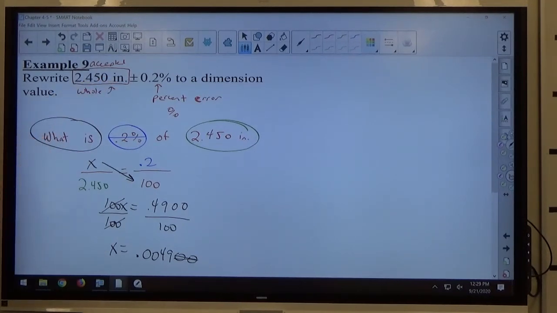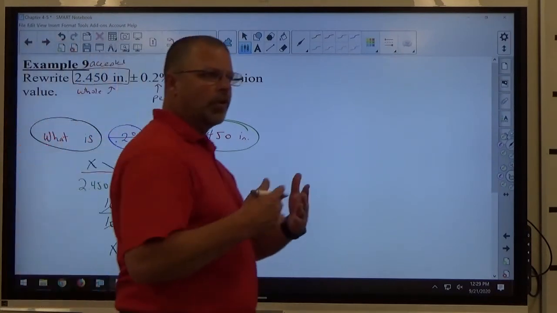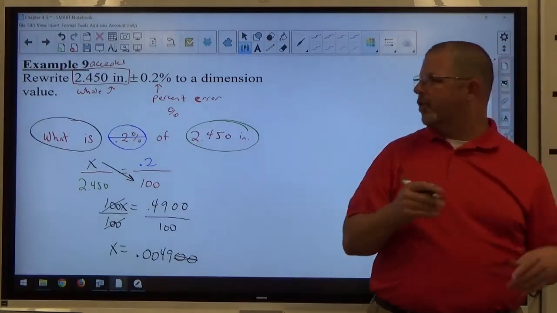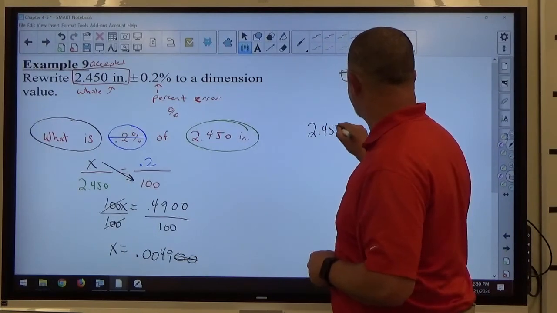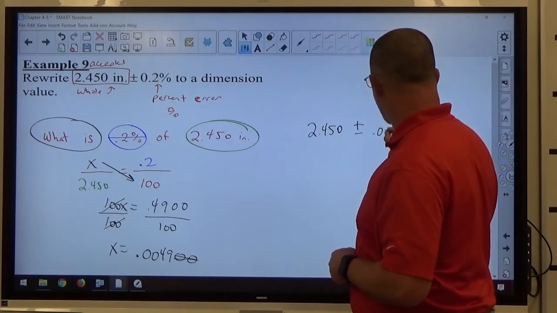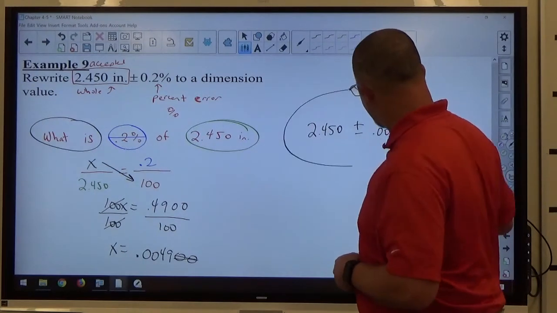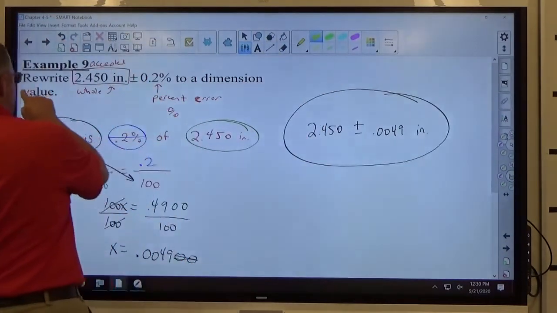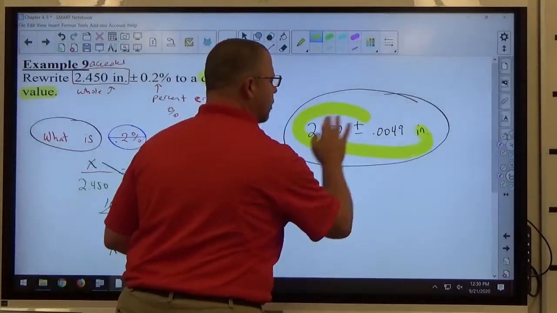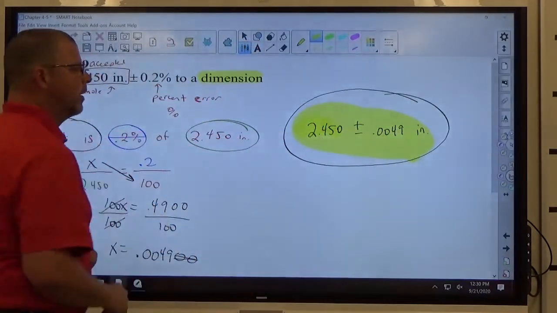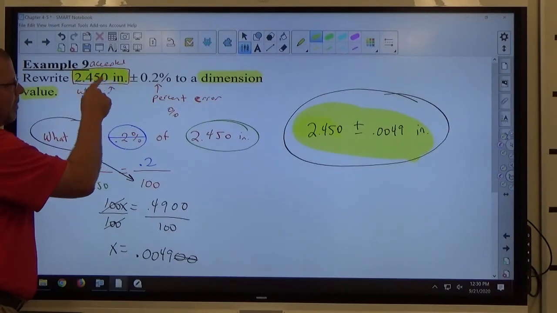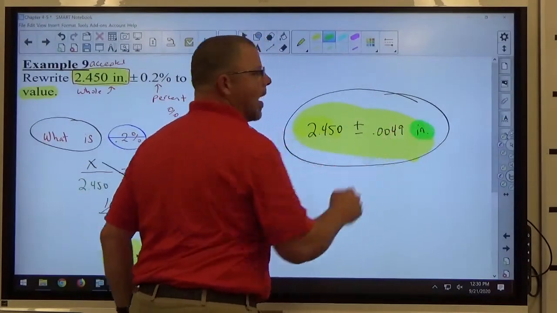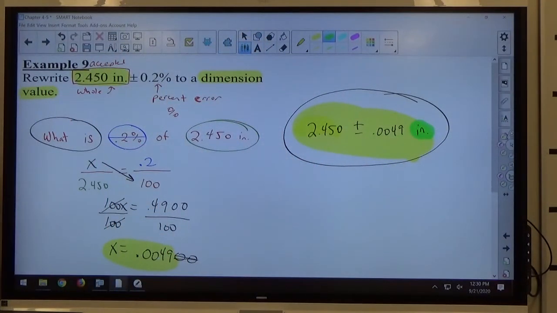So as far as writing a dimension value, that's what we just saw on the last slide. It's the accepted measurement plus or minus the error inches. So it's going to be 2.450 plus or minus 0.0049 inches. When they ask for a dimension value, this is what a dimension value looks like. Write it like that. And then this is the accepted value. That's what goes there. And whatever we got here, and you put the unit, whatever unit it is, at the very back of it. That's how you write a dimension value.